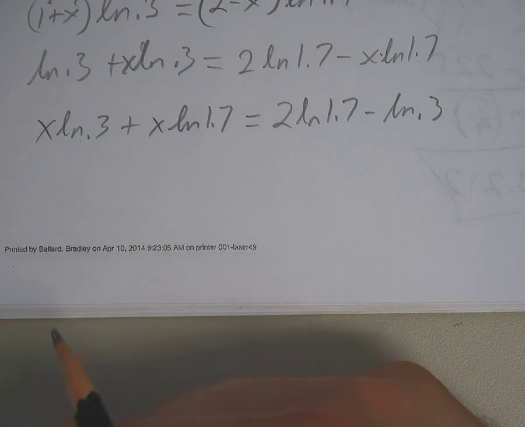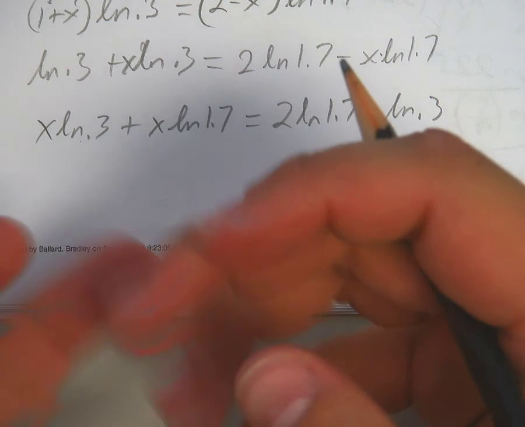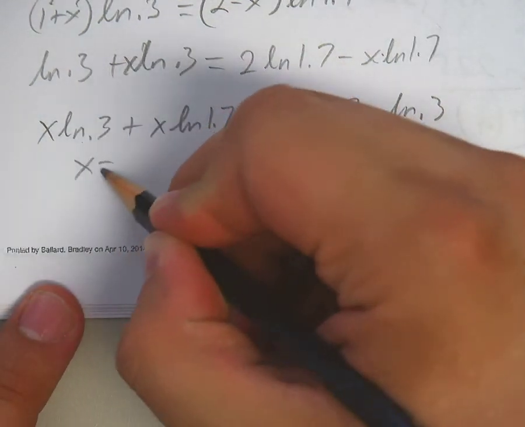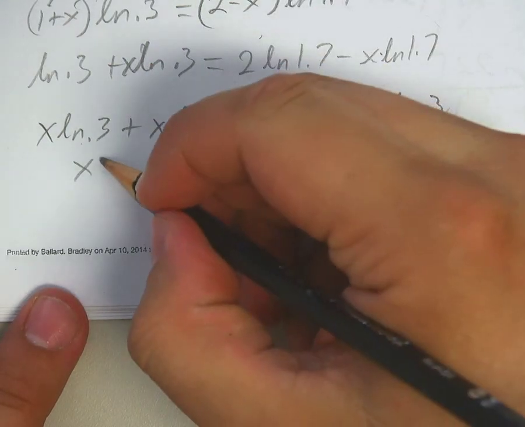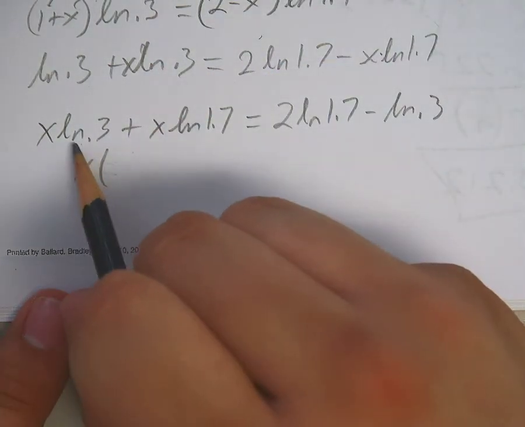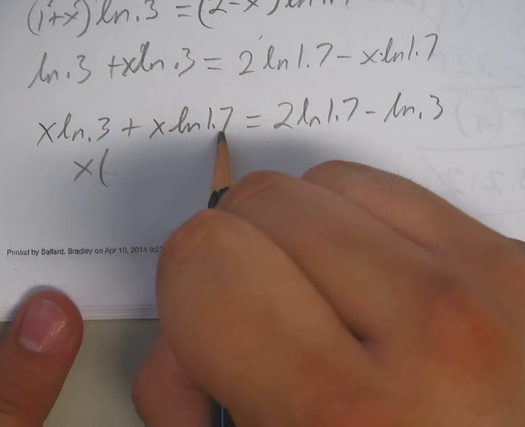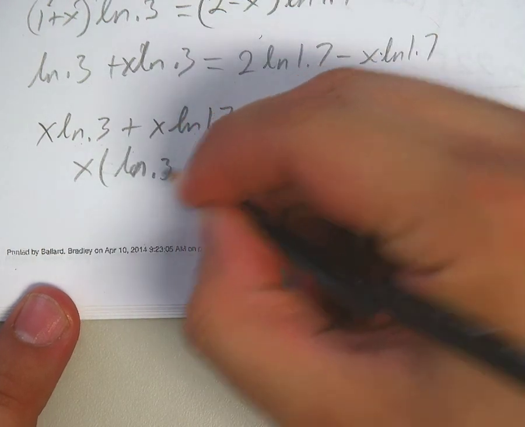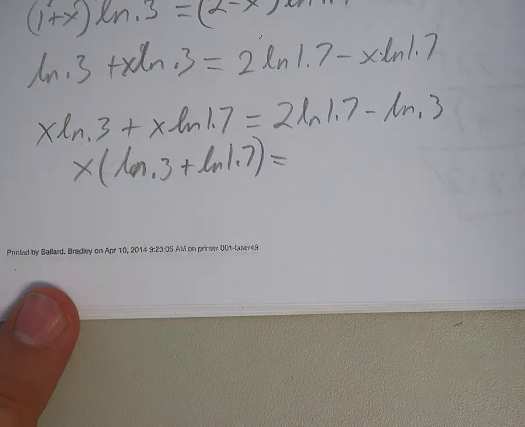All right. So again, I just shuffled my terms around, got my x's over to where they'll be positive, got everything else to the other side. Factor x out, you get x times the natural log of 0.3 plus natural log 1.7. You can probably see where I'm going to go with this.